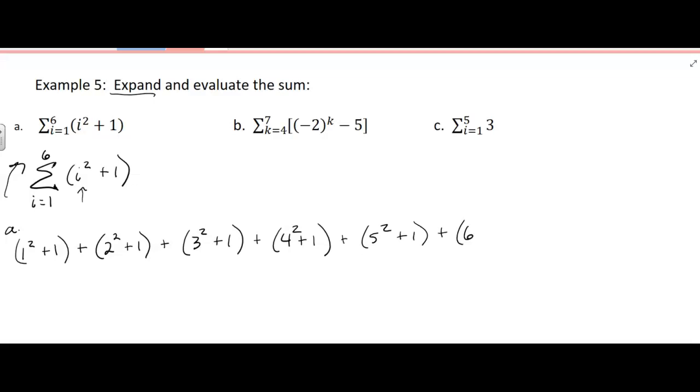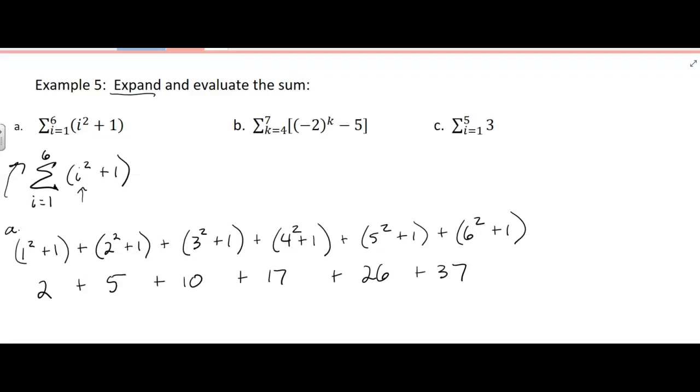And then lastly, I'm going to stop at 6. Okay. Now, to figure this out, I'm going to do it by hand. So I get 1 plus 1 is 2. And then 2 squared is 4 plus 1 is 5. 3 squared is 9 plus 1 is 10. 4 squared is 16. Let's see, I get 17 there. And then 5 squared is 25, so I get 26 there. 6 squared is 36, so I get 37.